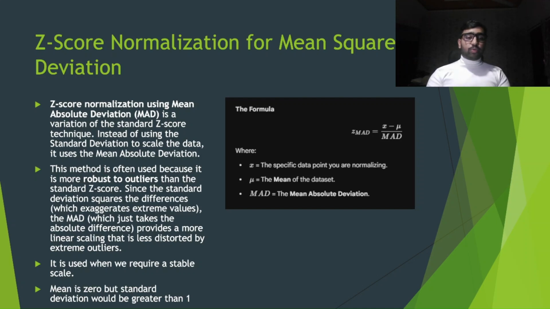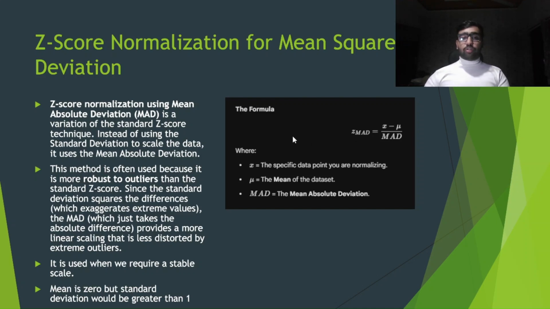Since the standard deviation squares the differences, which exaggerates the extreme values, the mean absolute deviation just takes the absolute difference and provides a more linear scaling that is less distorted by extreme outliers. It is used when we require a stable scale. Here the mean is 0, but the standard deviation would be greater than 1. So using the mean absolute deviation instead of standard deviation causes the standard deviation of the normalized data to be slightly greater than 1.